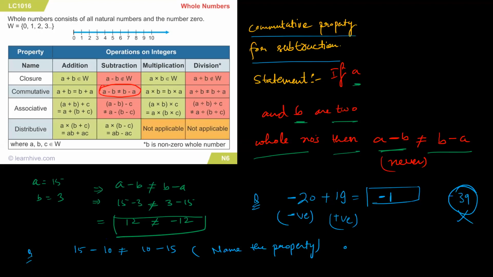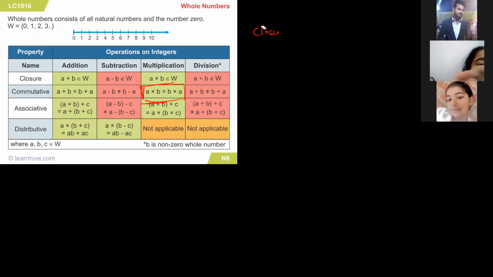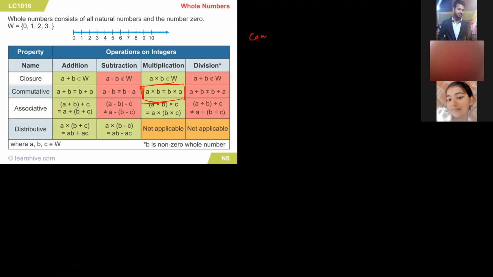Commutative property for subtraction. Now 4 minutes are left. So let us discuss one more property, which is closure property for multiplication. Sorry, I'm so sorry, it's not closure property, it's commutative property. Commutative property for multiplication.